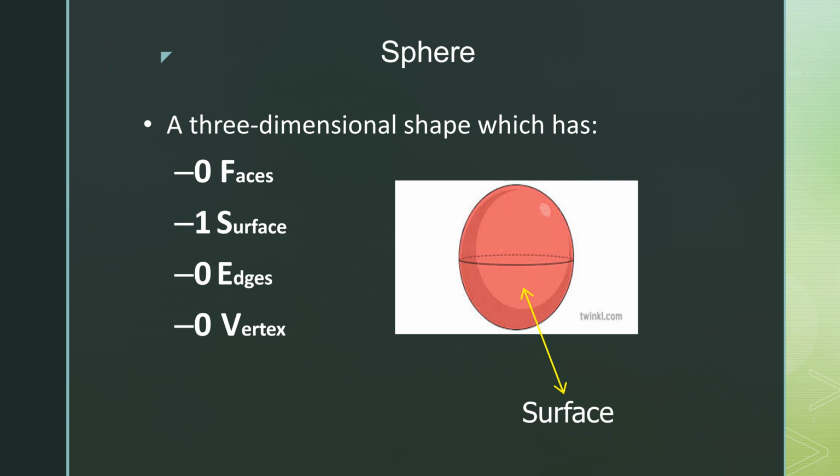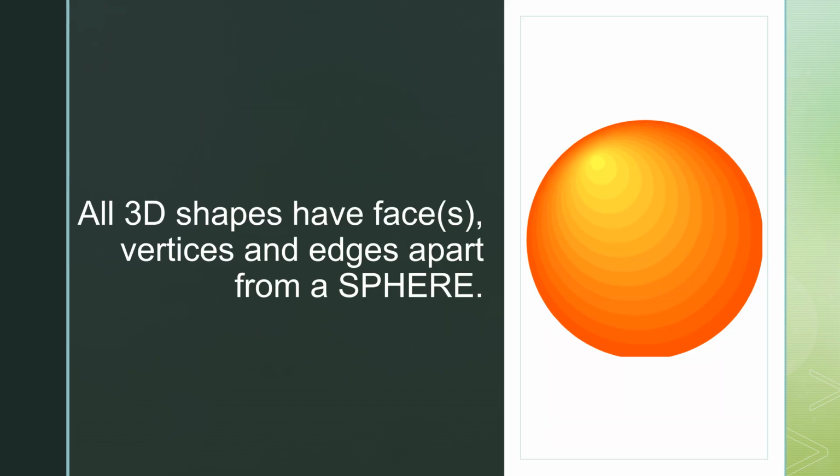A sphere is a 3-dimensional shape which has 0 faces. We don't talk about faces when we're dealing with a sphere. We only talk about surface. So a sphere has one surface, 0 edges, 0 vertex. So this is all we have about a sphere.